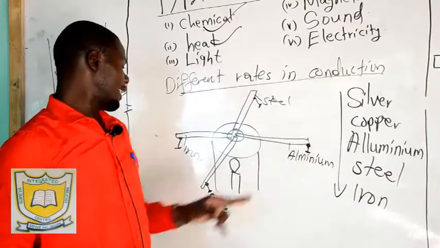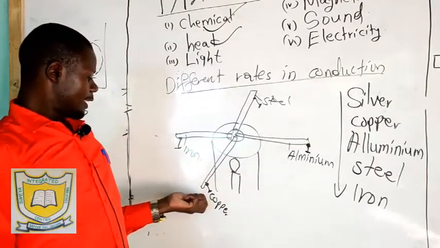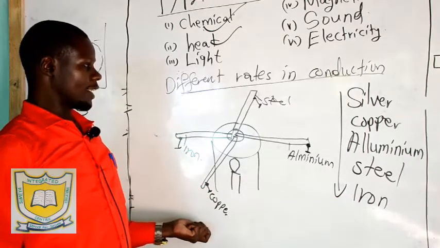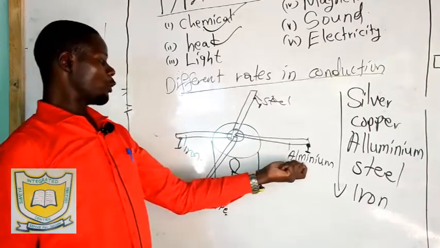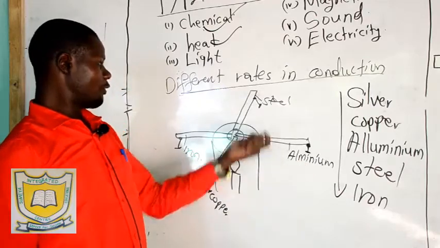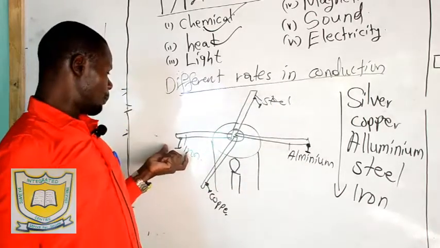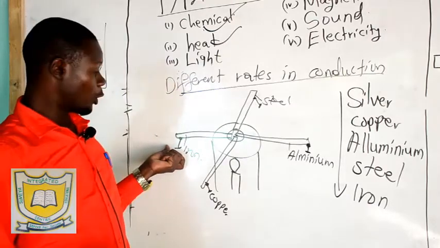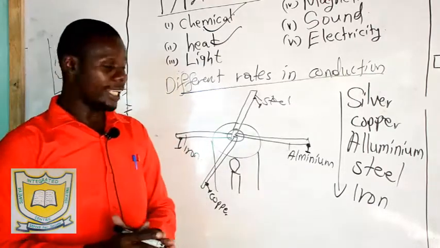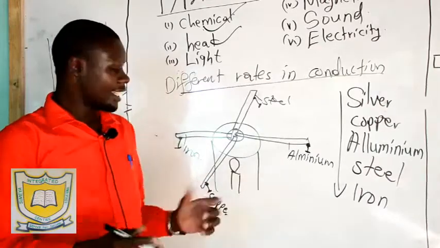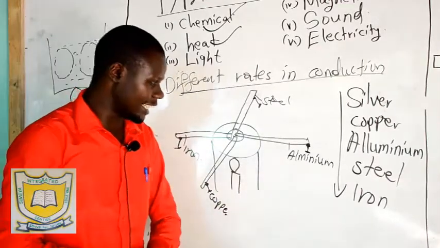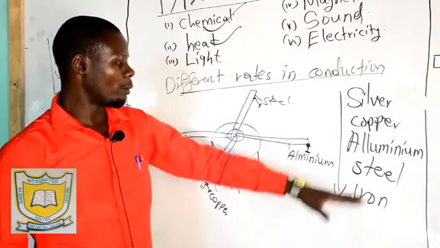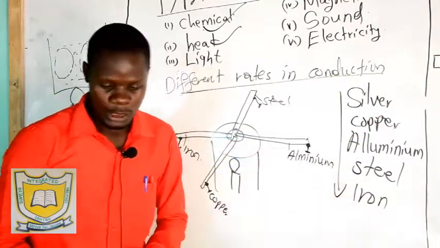But we have copper here. Now in our experiment, the pin that is attached to the copper metal will drop fast, followed by aluminium, then steel, then the pin from the iron will take a little bit longer time. Why? Because all of them are conducting, but one metal is conducting faster than the other one. So we have silver being the best conductor, followed by copper, aluminium, steel, and lastly iron.